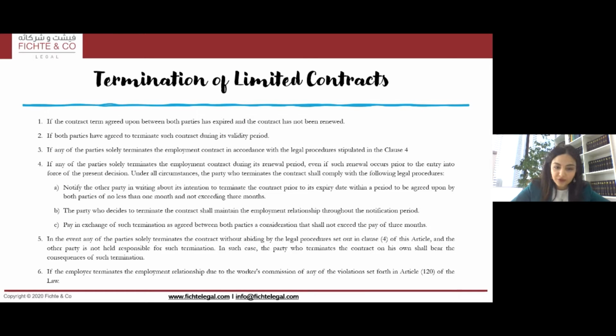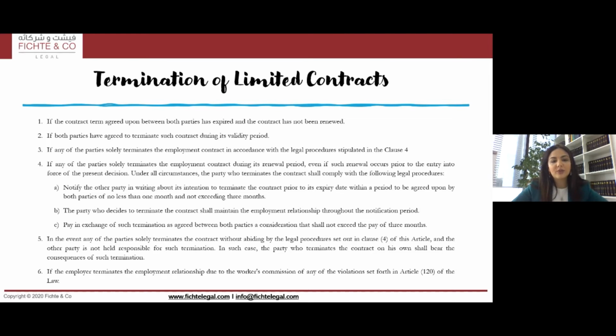So fifth option as per the law is when parties terminate the contract without giving the notification and without keeping the requirements of the law. In this case, the party who terminates the contract shall bear all the causes and consequences of such termination. And the last option, or the last case when the contract can be terminated, is when it's terminated by the gross misconduct of the employer or employee.